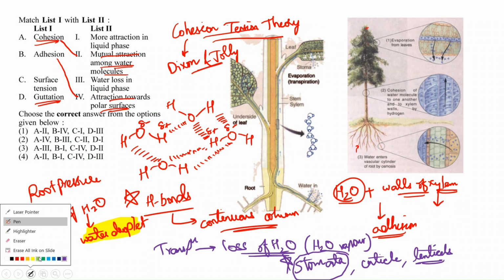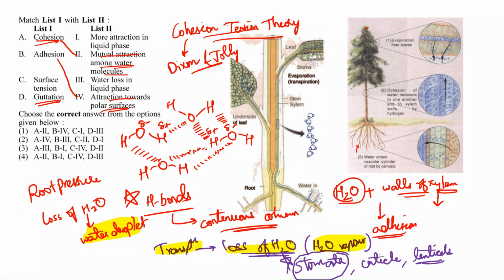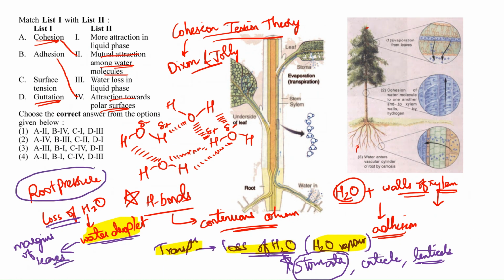So the point to remember is that in transpiration, loss of water occurs in the form of water vapor. But in guttation, there is loss of water in the form of water droplets, and this occurs through the margins of the leaves. This is due to high root pressure. So guttation is water loss in liquid phase.